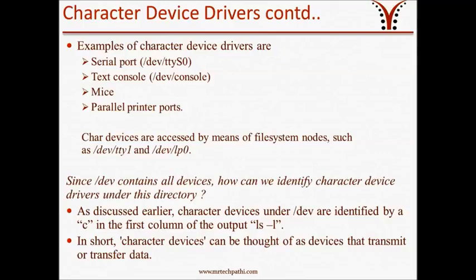Since /dev contains all devices, how can we identify character devices under this directory? If you open a Linux terminal and try to list the files under /dev, the character devices under /dev are identified by the character c in the first column. In short, character devices can be thought of as the devices that transmit or transfer data.